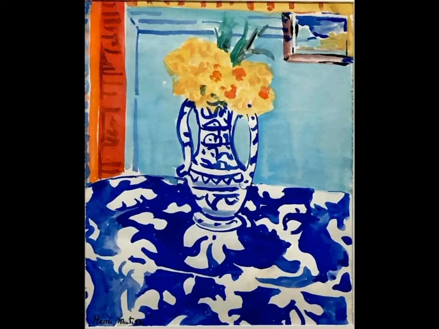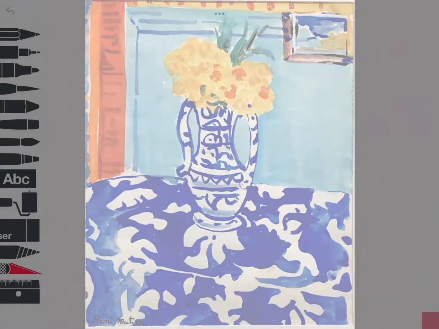So this week for your assignment, you're going to create two patterns very similar to Henri Matisse. So you're going to create a pattern for a wall and for a table. And I'm not going to tell you what we're going to do yet. I just want to show you how to create a pattern.